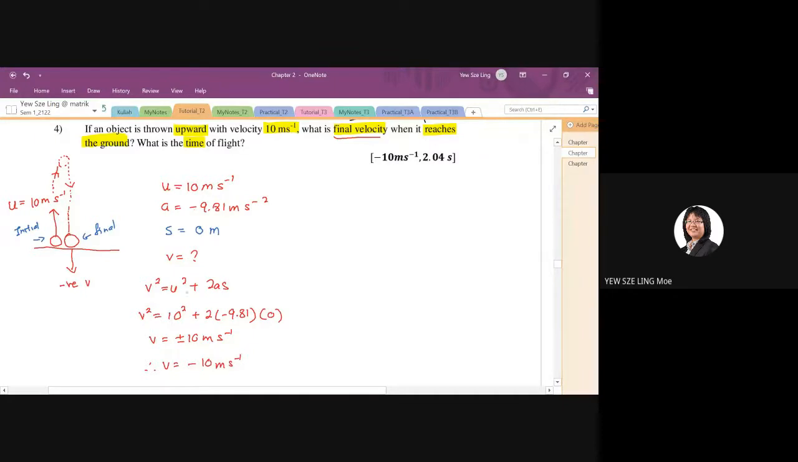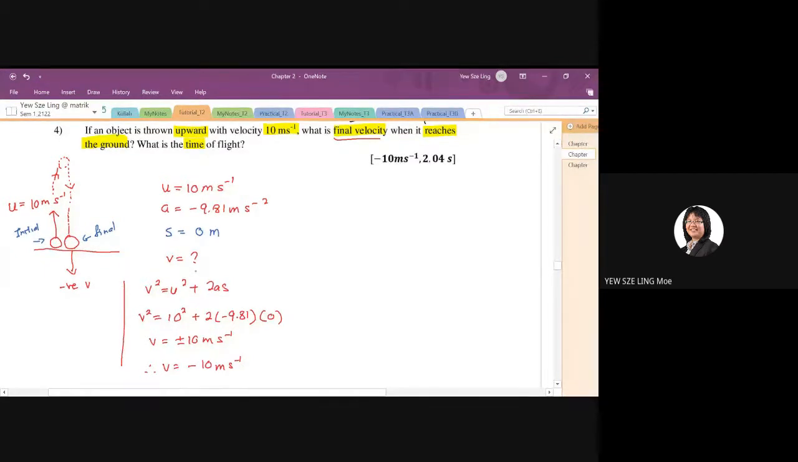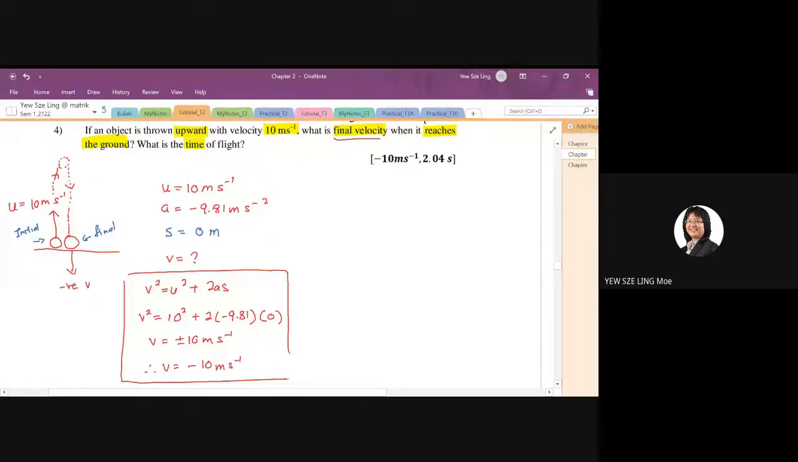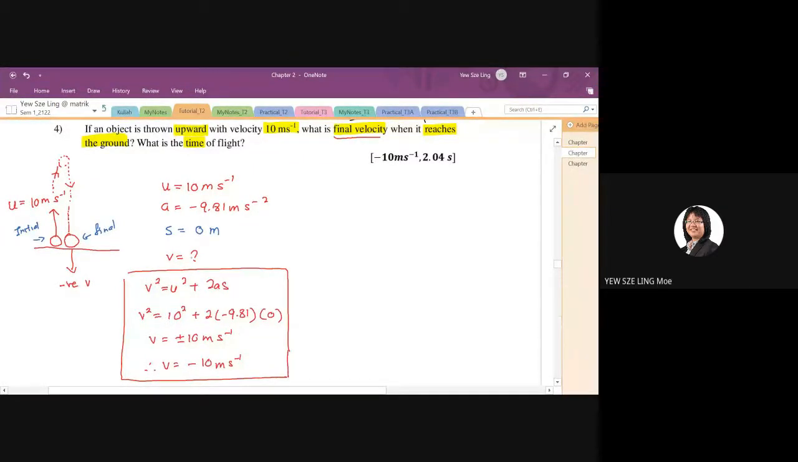So this is if the question asks you to prove it or solve it by calculations. Sometimes you might have forgotten the concept when you have an object whose initial and final positions are located at the same level. In that case, you can solve it by calculation. Now, if you already know the concept and you don't want to do the calculations, what can you do?